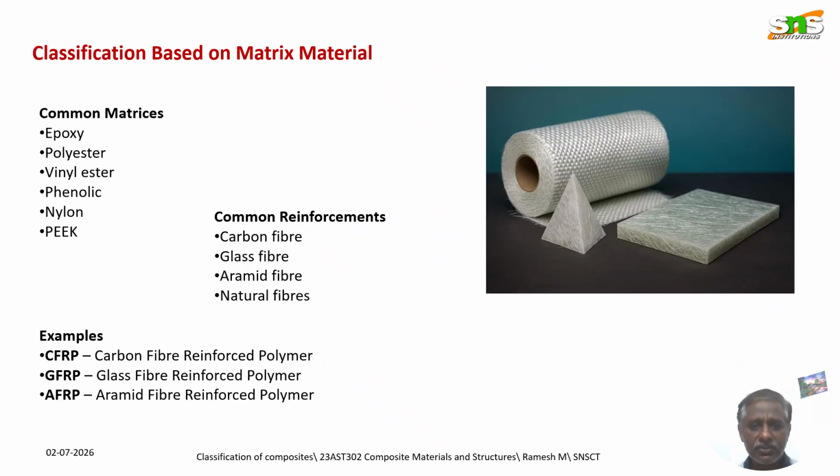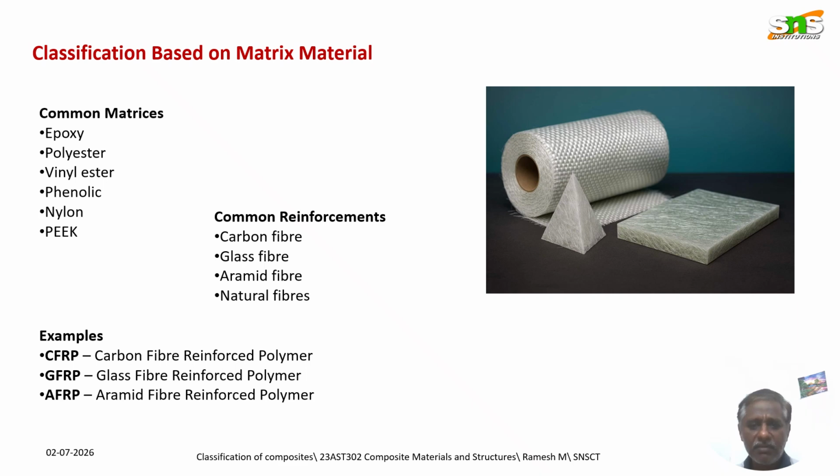Based on the material used as the matrix, composites are classified into polymer matrix composites, metal matrix composites, ceramic matrix composites, and carbon-carbon composites. Polymer matrix composites use polymers such as epoxy, polyester, and vinyl esters as the matrix and are reinforced with glass, carbon, or aramid fibers. Metal matrix composites use metals such as aluminum, magnesium, titanium, or copper as the matrix and are reinforced with ceramic particles or fibers.